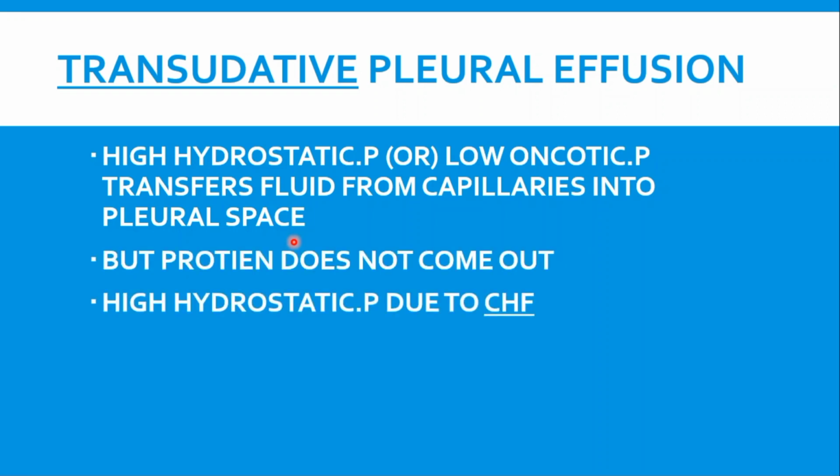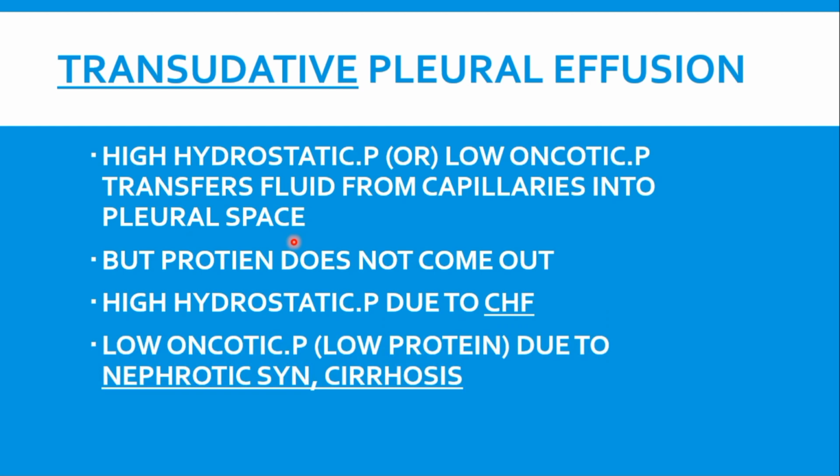High hydrostatic pressure causing pleural effusion, an example is congestive heart failure, as I said just now. And low oncotic pressure causing pleural effusion is due to nephrotic syndrome, where you lose lots of protein, or liver cirrhosis, where you can't produce protein. So in both cases there is low protein inside the capillaries, causing the excess fluid to go out.